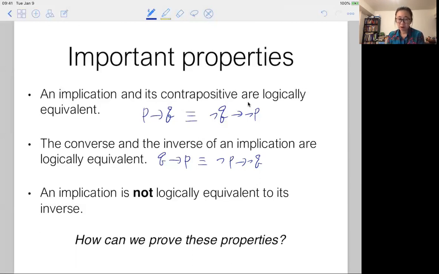Now, the last part is actually really important. An implication P implies Q is not logically equivalent to its inverse. What is the inverse? It is not P implies not Q. Again, if you do a truth table, you will be able to see why those two things are not logically equivalent. Okay?